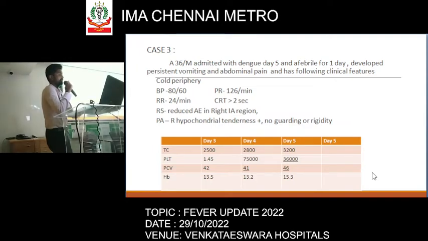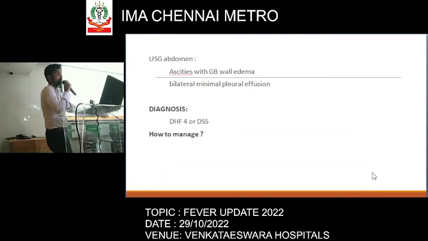When the USG abdomen is done, there is ascites with gallbladder edema and pleural fluid, so there is evidence of third space fluid loss. So it is an ideal case of dengue hemorrhagic fever. And since the patient is in shock, 80/60, it's a dengue hemorrhagic fever with shock syndrome.